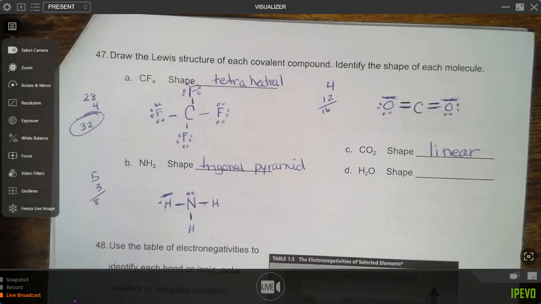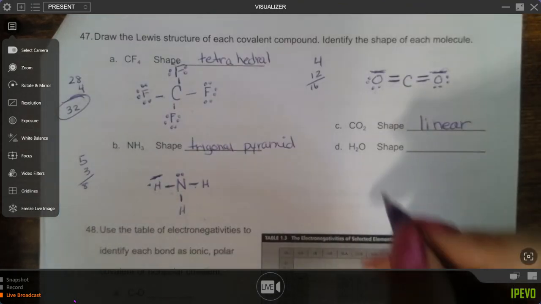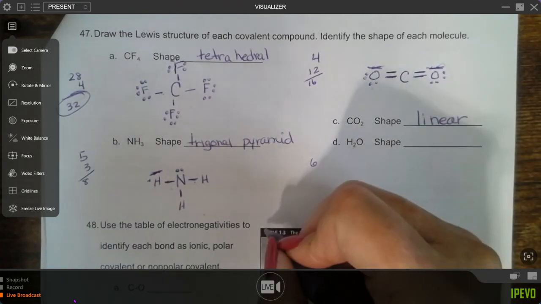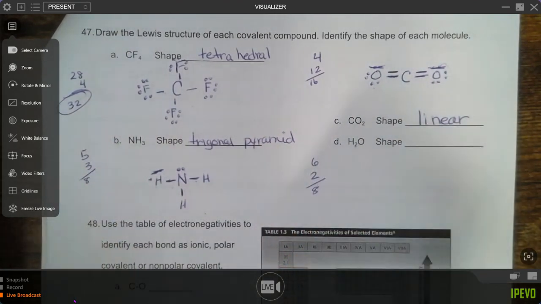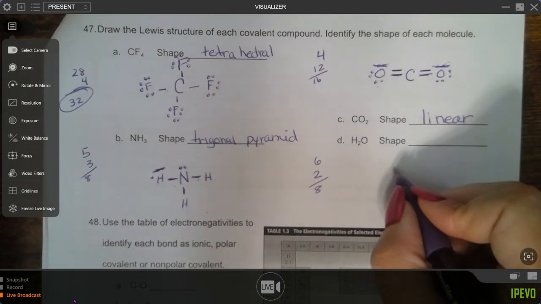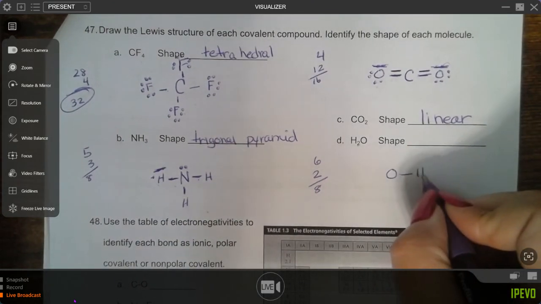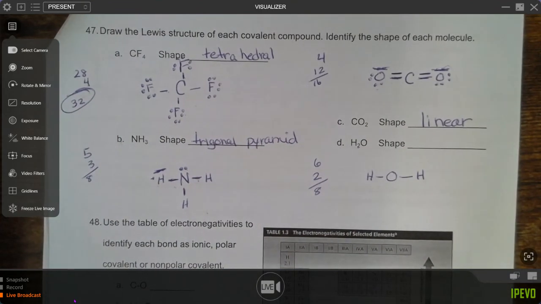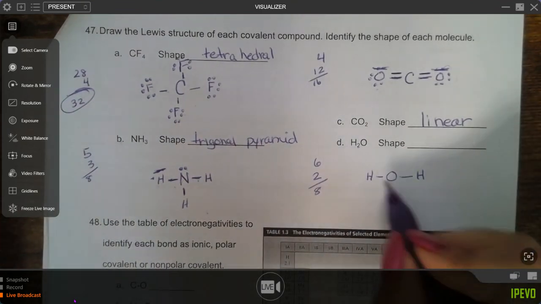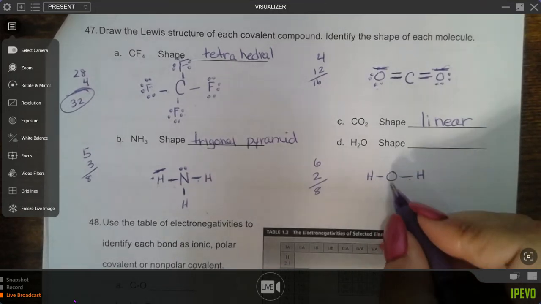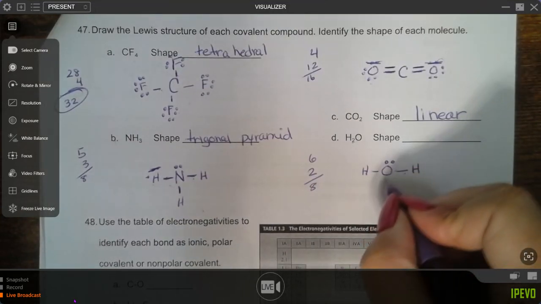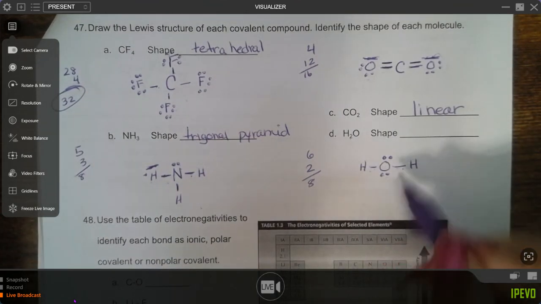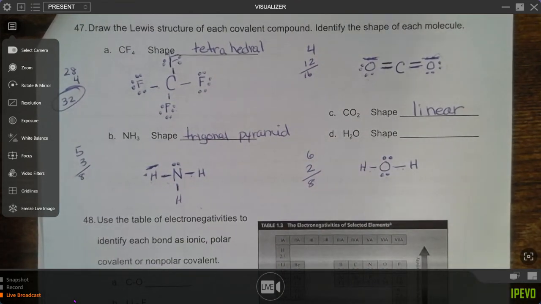Linear. Okay. H2O. Oxygen has 6 valence electrons. Hydrogen has 1, so there are 2 hydrogens. So we have a total of 8 electrons here. Oxygen's in the middle. Hydrogens are on the outside. Hydrogens don't need 8 electrons around them. So we've used 2, 4. We've got extra electrons, so we can put 2 here and 2 here. Okay, so now we've used 2, 4, 6, 8. We've used all 8 of our electrons.